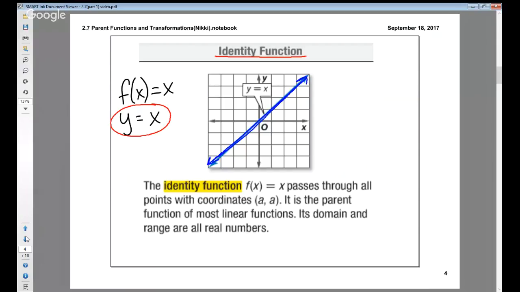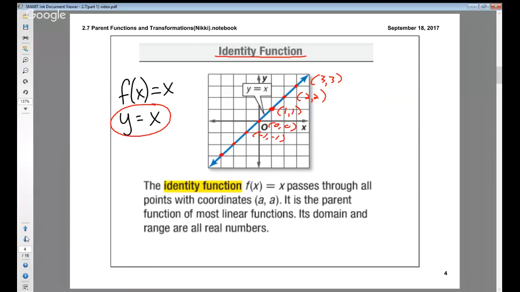And here's the interesting thing about the identity function. Let's take a look at all the points on this graph. Like, say, let's look at the point here. That's the point 1, 1. And then if you look at the next point, that's the point 2, 2. The next point, 3, 3. Here you have 0, 0, negative 1, negative 1, so on and so forth.